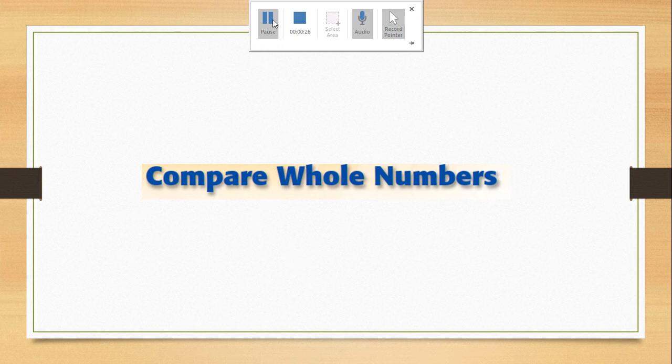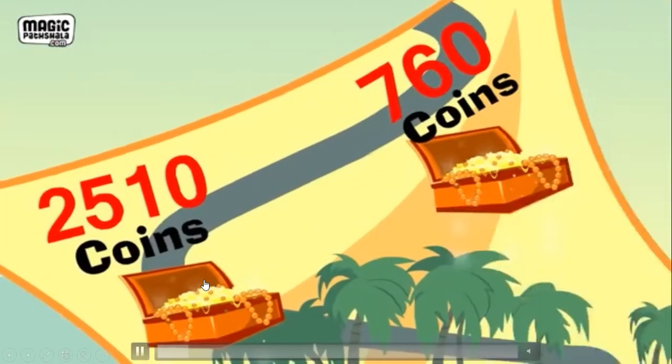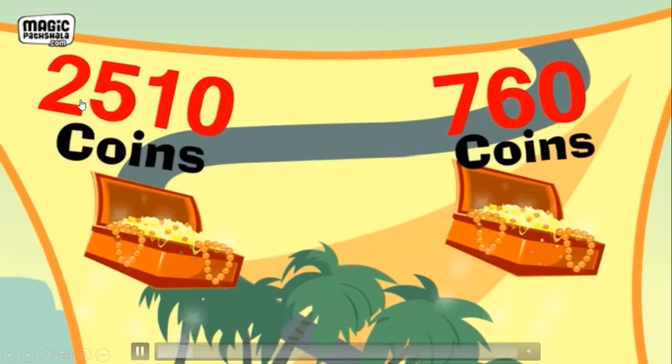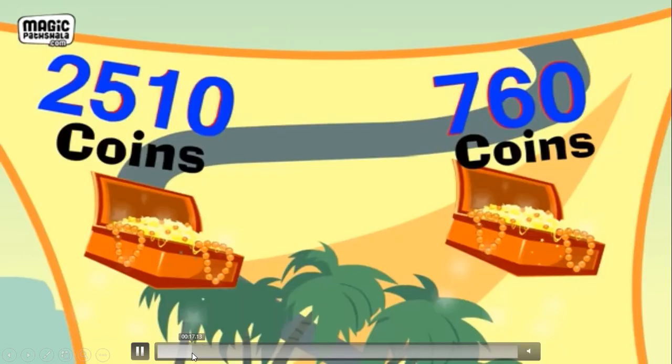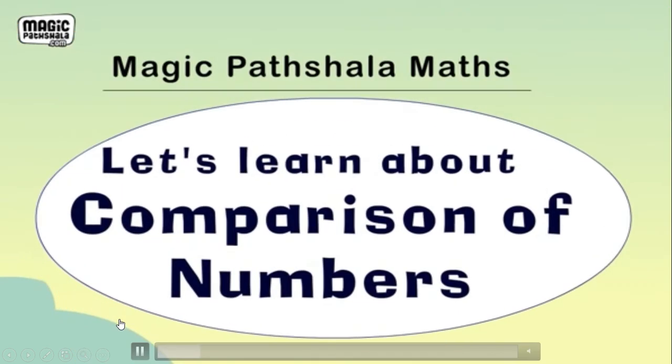We have this friend who will help us today in our lesson. Let's say hello to him. Hello. Well, he searched for a treasure, but here he found two. The first one contained 2,510 coins, and the second one contained 760 coins. We need to know which is greater. So today we will learn about comparing numbers.